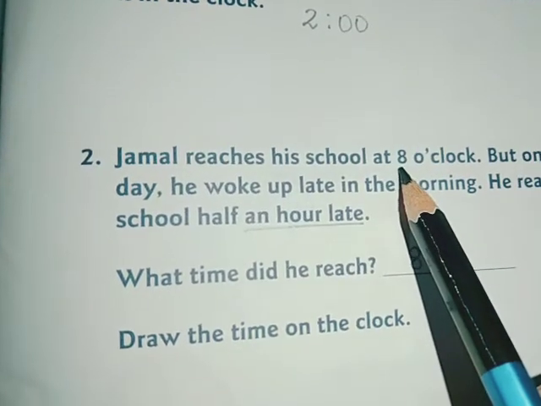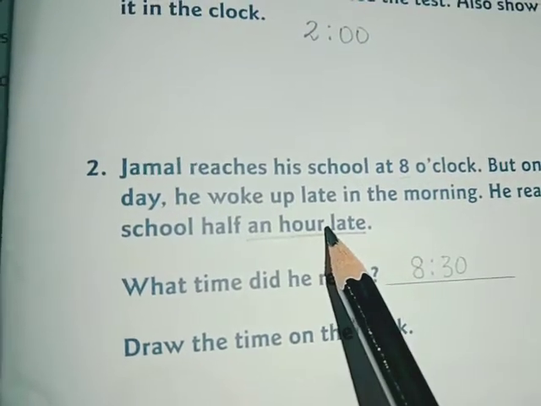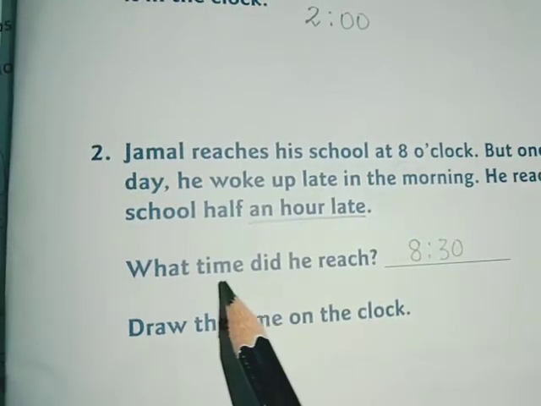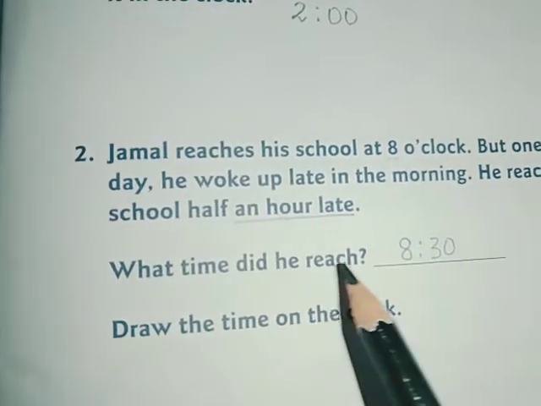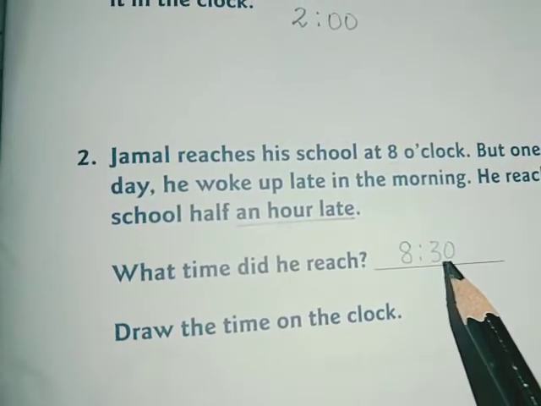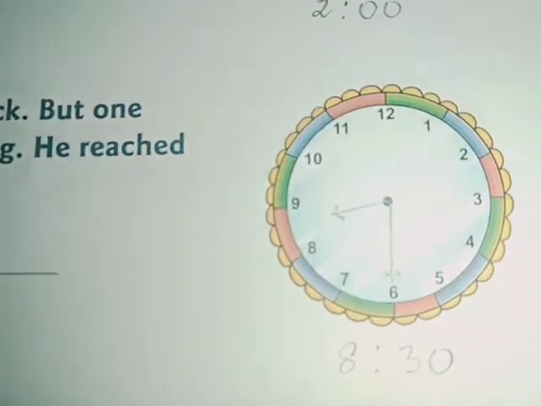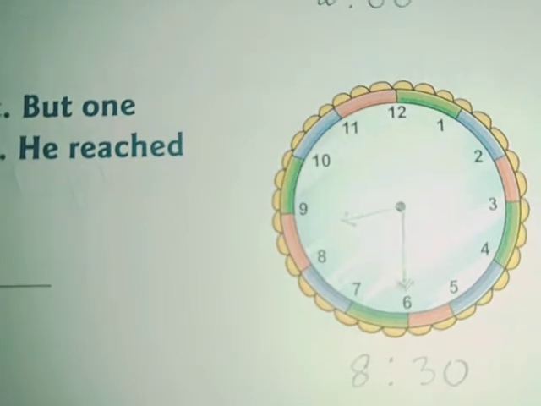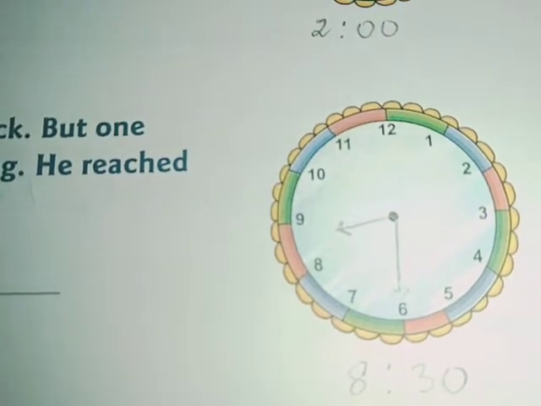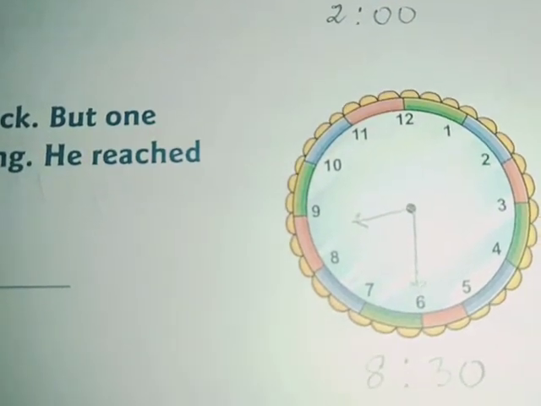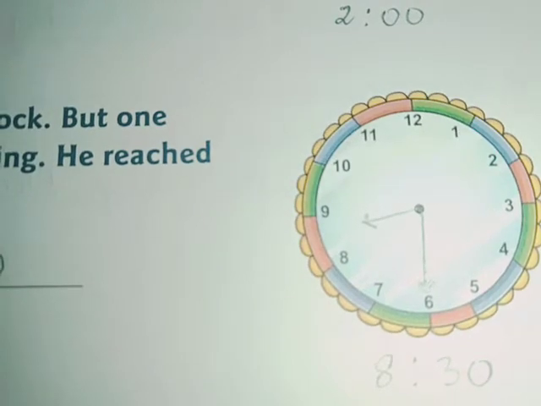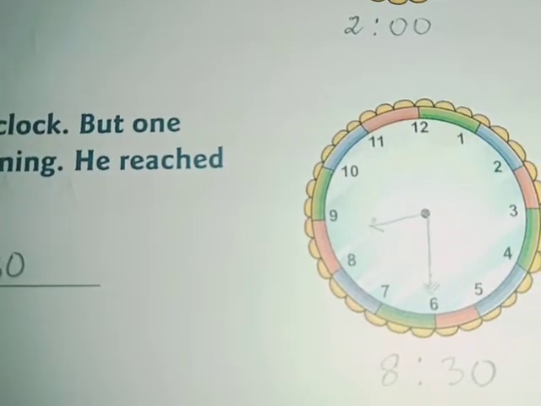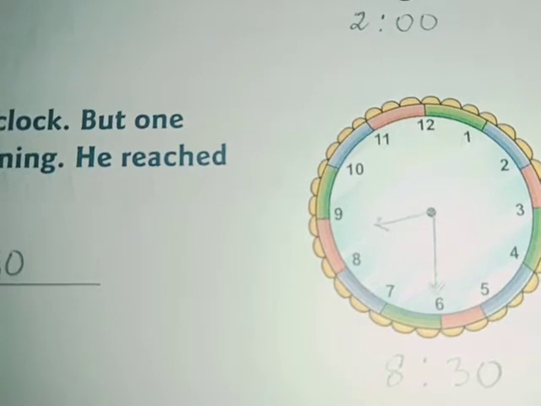Every day he reaches at 8 o'clock. Today he will be 30 minutes late. So the time will be 8:30. And this is what is asked: what time did he reach? So the time will be 8:30. And here the clock was drawn for us. We have to draw the hands and I have done it for you. When it is 8:30, the hour hand is in between 8 and 9 and the minute hand will be at 6, because 30 minutes is indicated by the minute hand when it is at 6.